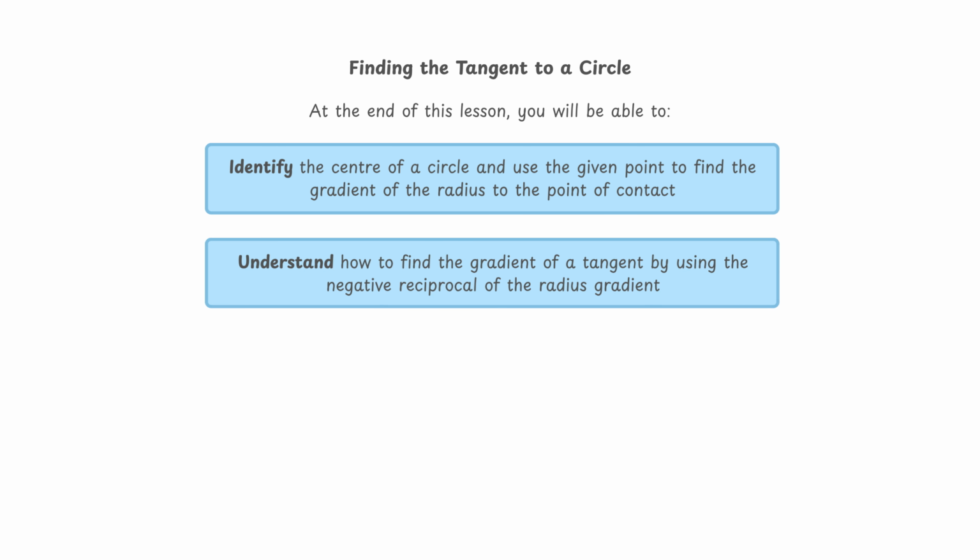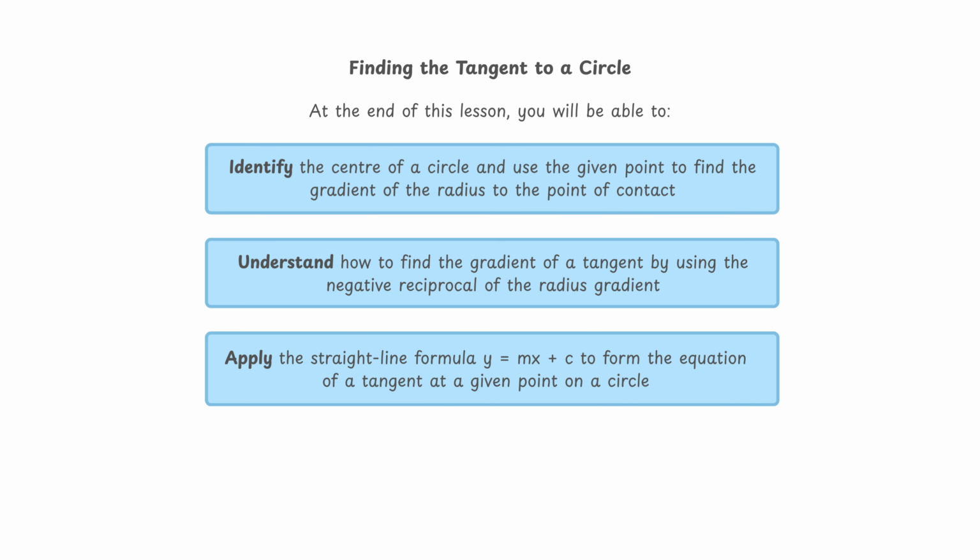Understand how to find the gradient of a tangent by using the negative reciprocal of the radius gradient. Apply the straight line formula y equals mx plus c to form the equation of a tangent at a given point on a circle. Let's get started.